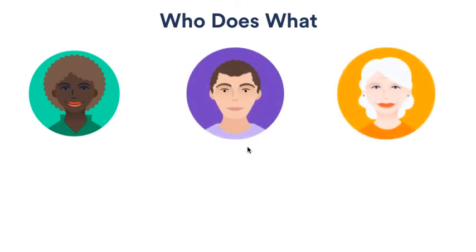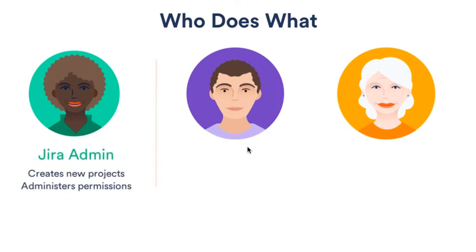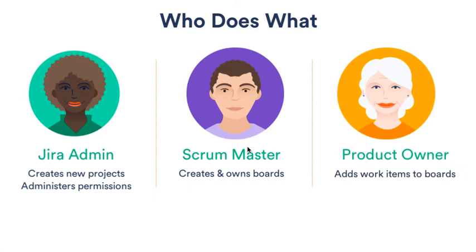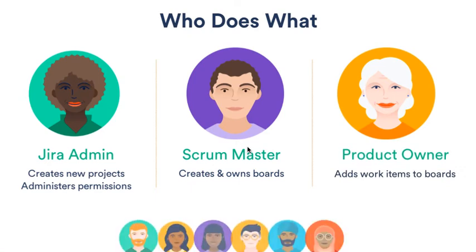Let's finish by exploring the team breakdown a bit further. In JIRA software, different team members are responsible for different things. Just to give you an idea, the JIRA Global Administrator typically creates the project for your team and creates new workflows when needed. Other team members, like the Scrum Master, could create and own the boards.